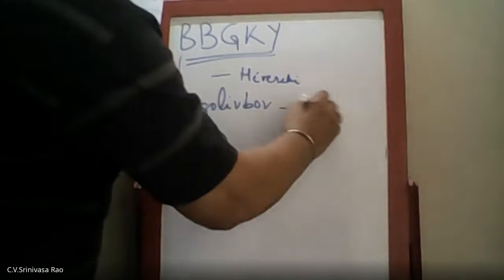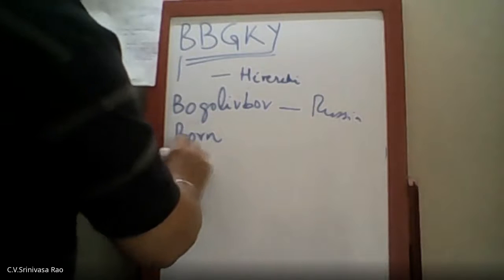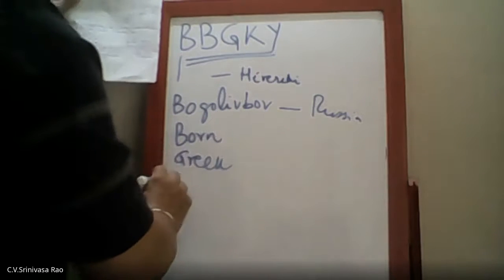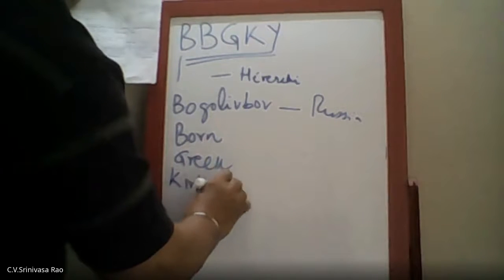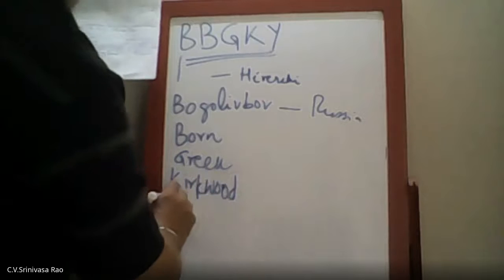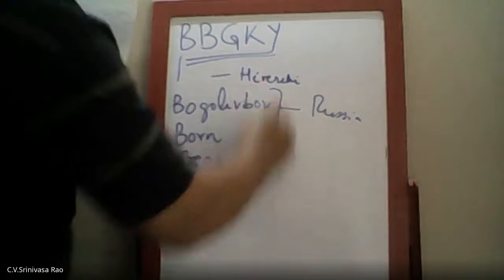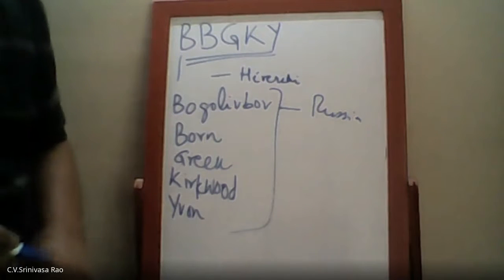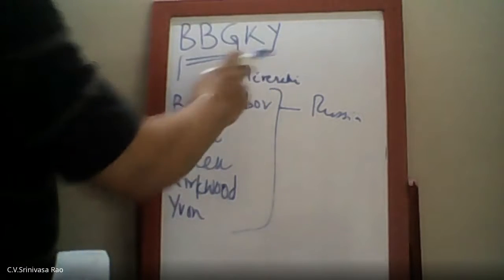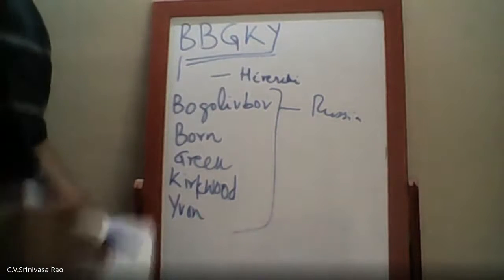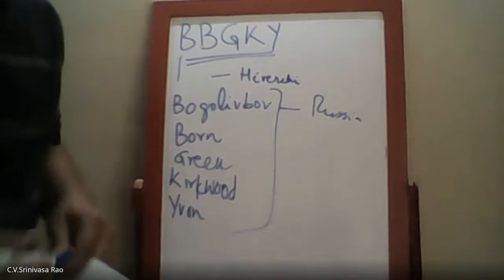This is Bogoliubov, he's a Russian scientist. Then Born, Green, Kirkwood, and last is Yvon. So these are all the scientists who contributed to this BBGKY hierarchy. This is called the hierarchy. So the first level of the hierarchy is taken into account in the Vlasov equation. The second is taken in the Fokker-Planck equation.